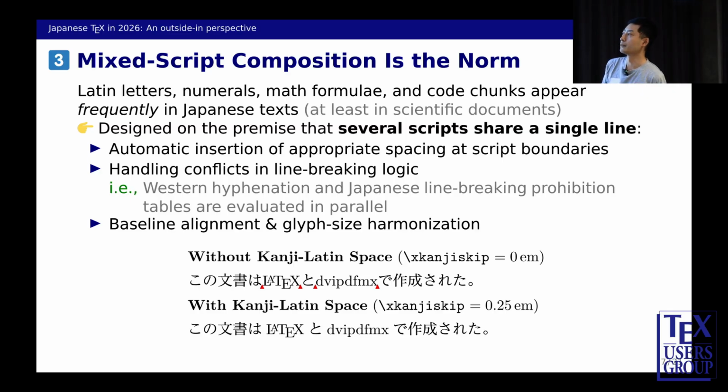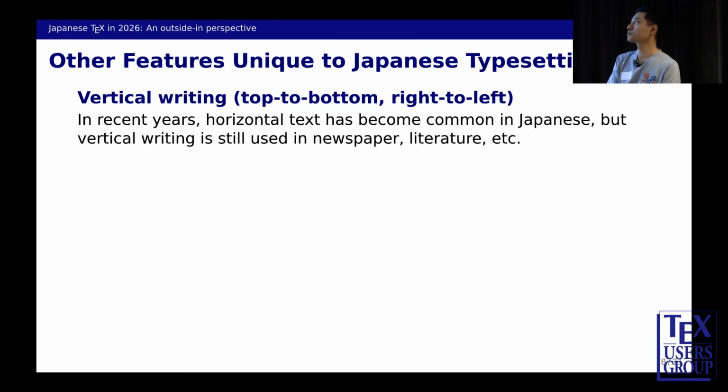And yeah, we also need some adjustment of baseline and glyph size harmonization. Those kinds of things should be treated if you want to properly typeset Japanese documents. There are also some other unique features for Japanese typesetting. Maybe some of you know that in Japanese and some Chinese, and I'm not sure about Korean, we have vertical writing.